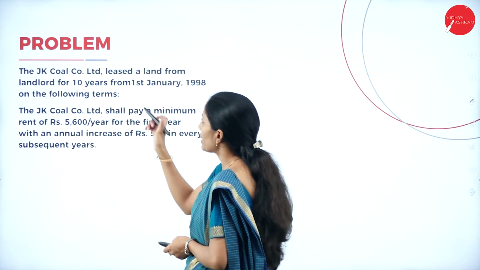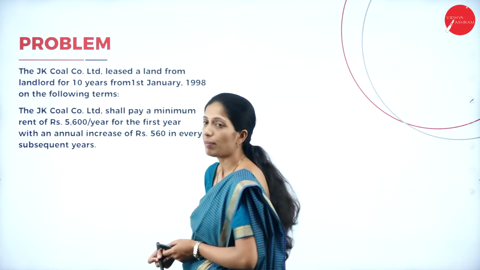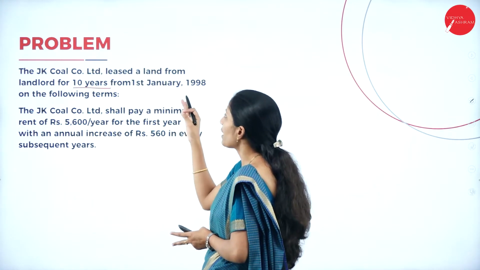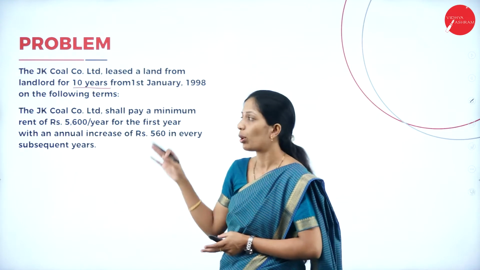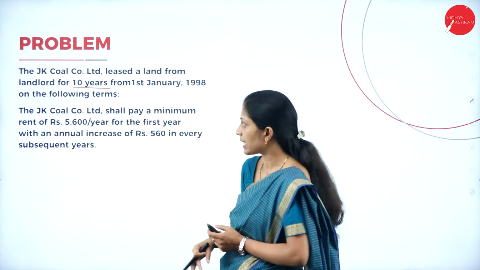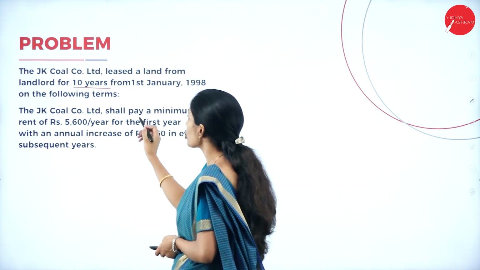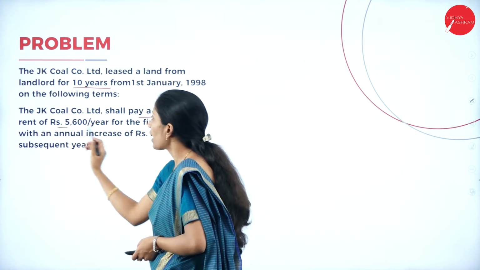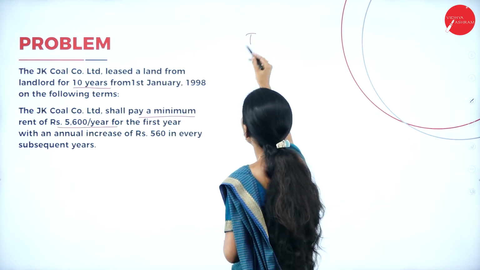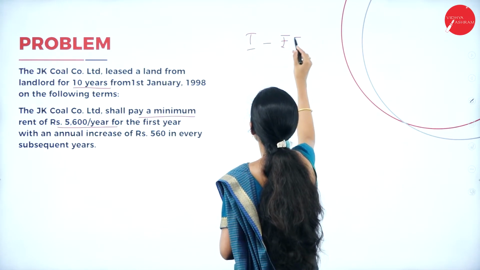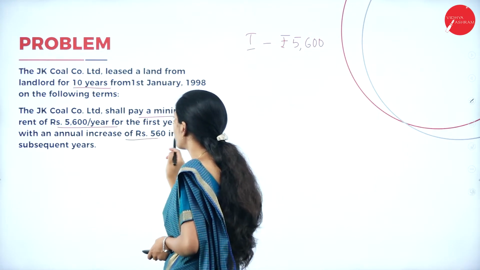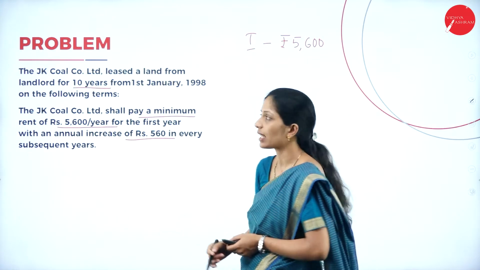The JK Coal Limited Company leased a land from a landlord for 10 years. So their lease agreement is for 10 years from 1st January 1998 on the following terms. So let us see what are the terms and conditions of that 10 years lease. The JK Coal Company Limited shall pay a minimum rent of rupees 5,600 per year for the first year. So for the first year, the minimum rent is how much? That is rupees 5,600. Next, with an annual increase of 560 in every subsequent year.